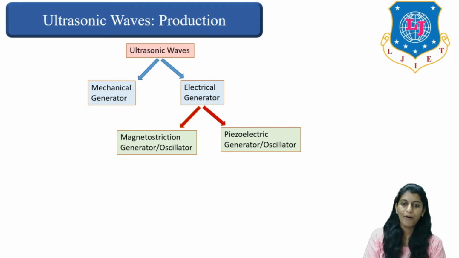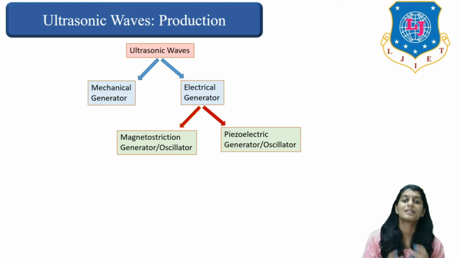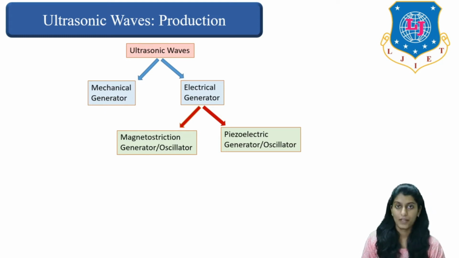Now let's talk about ultrasonic wave production. We all know what an ultrasonic wave is, and how it is inaudible to human beings, right? Ultrasonic waves are those waves which fall under the category of frequency greater than 20,000 Hz. All the sound waves which have a frequency greater than 20,000 Hz are termed as ultrasonic waves.